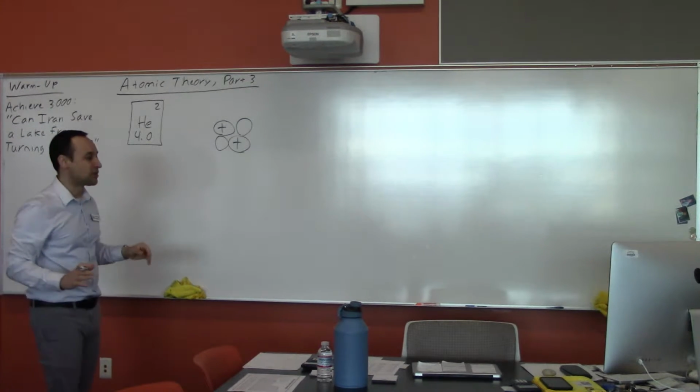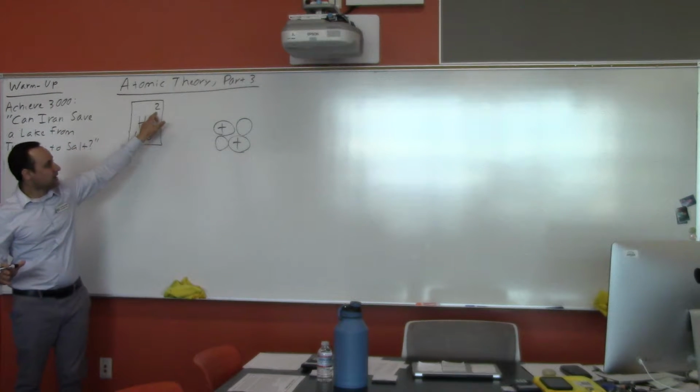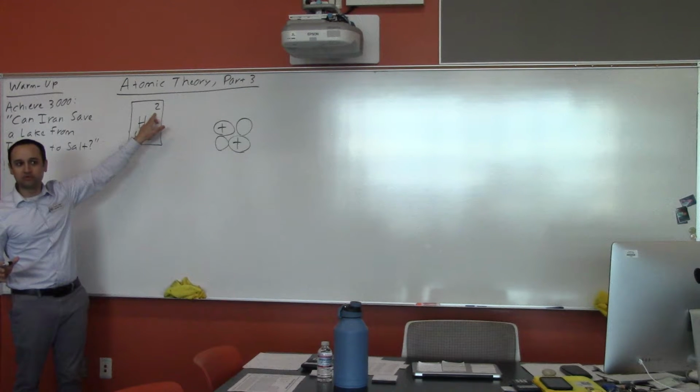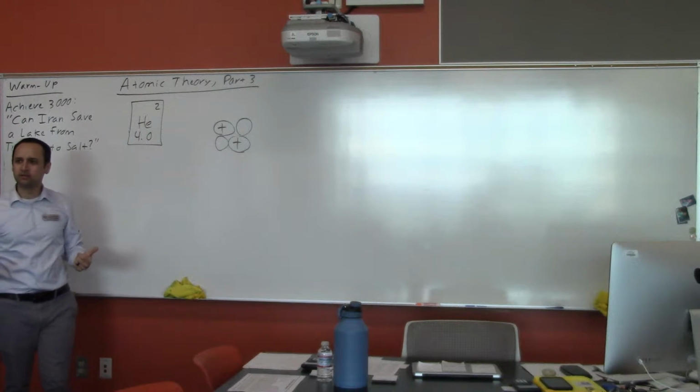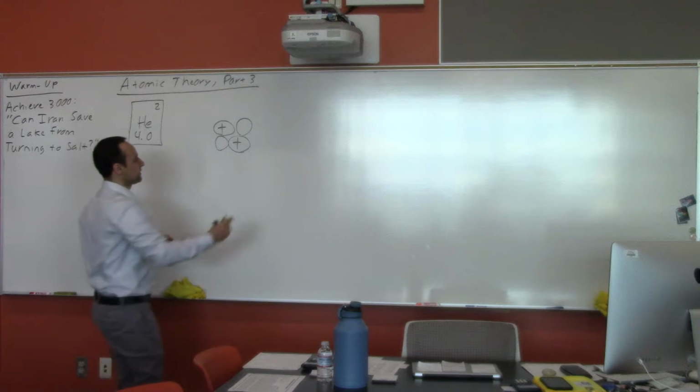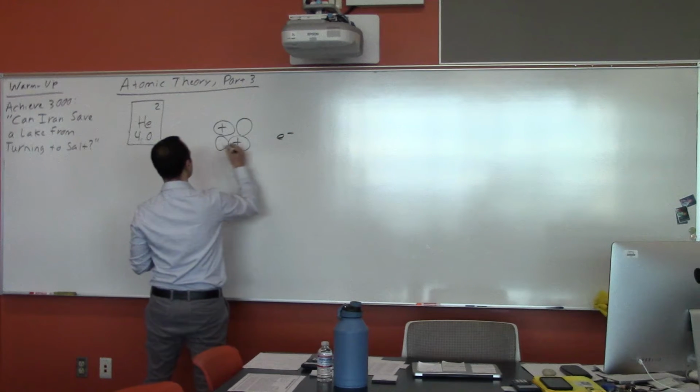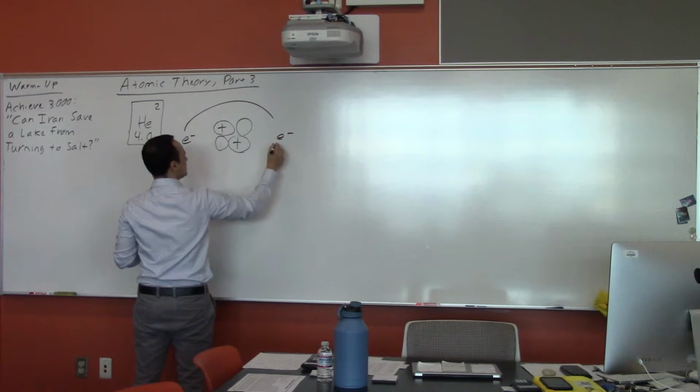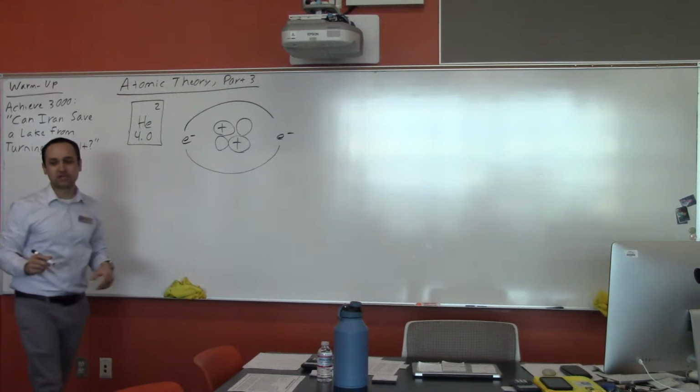1 AMU for neutrons. Now, to balance out the charge on the 2 protons, we're going to need what? 2 electrons. 2 electrons, very good. Okay, so those electrons go here and here. And that's the first energy shell, okay?